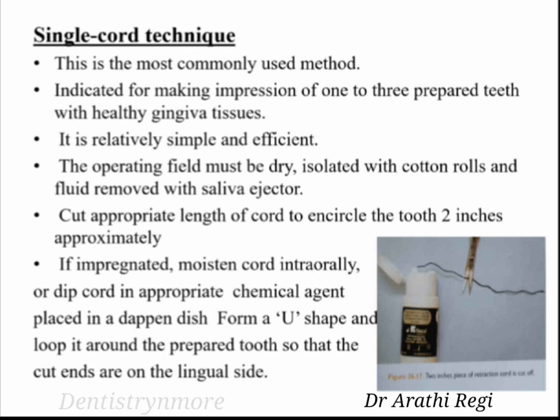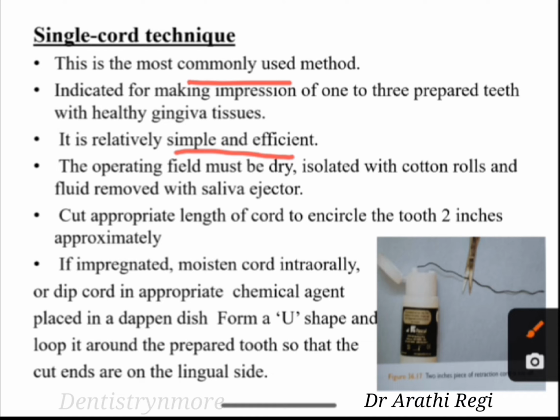Single cord technique is the most commonly used method and it is very simple and efficient. So cut the appropriate length of the cord to encircle the tooth, approximately 2 inches. After that it is moistened in a chemical agent placed in a dappen dish, and it forms a U shape, and it is looped around the prepared tooth so that the cut ends are on the lingual side.